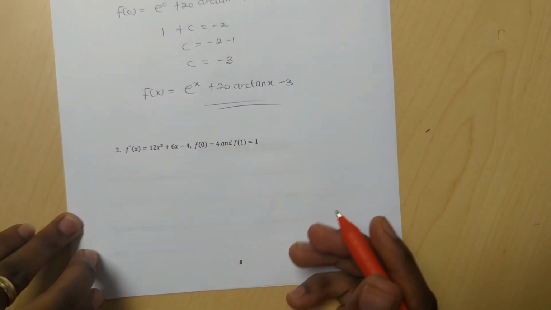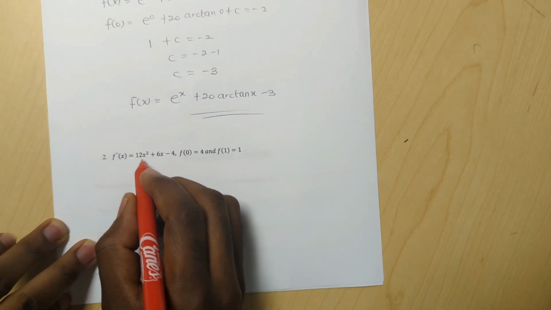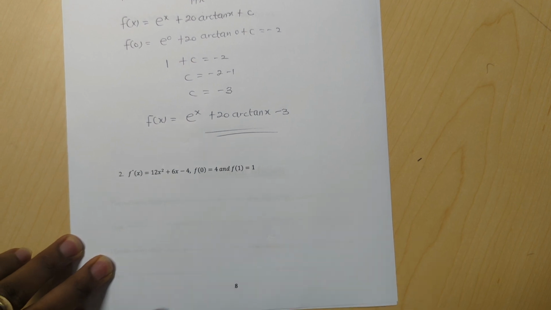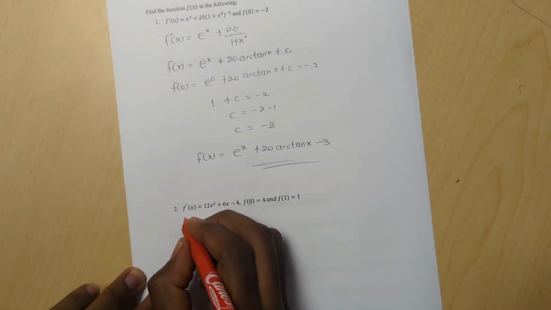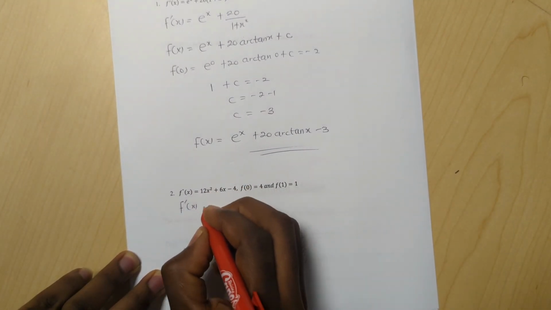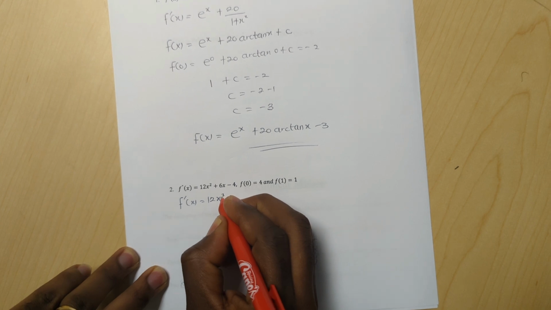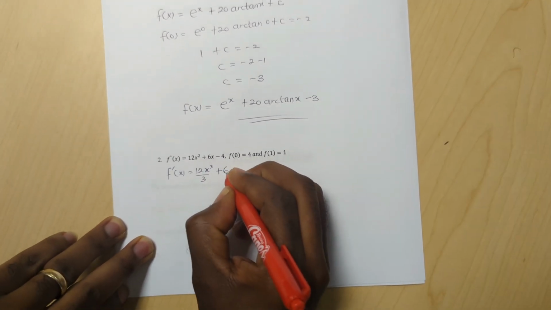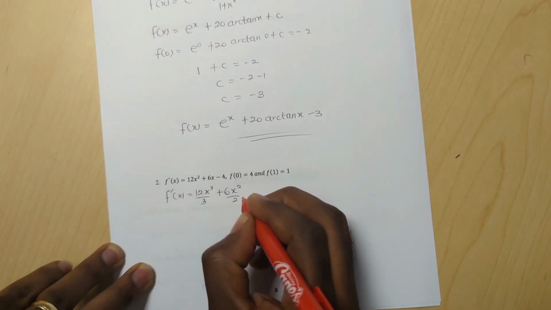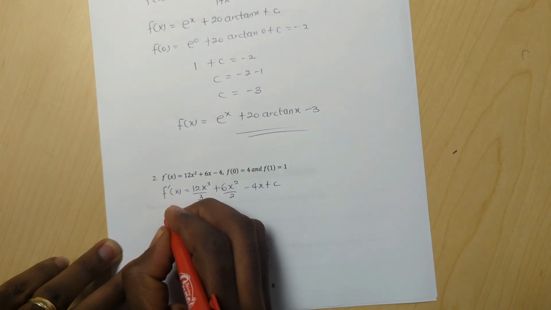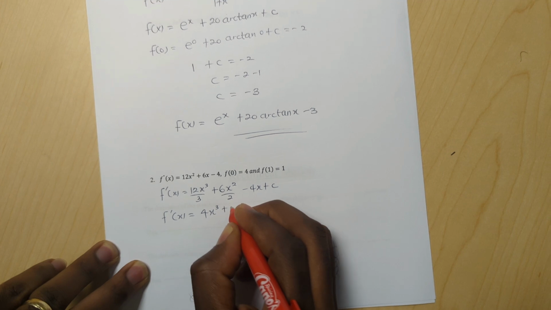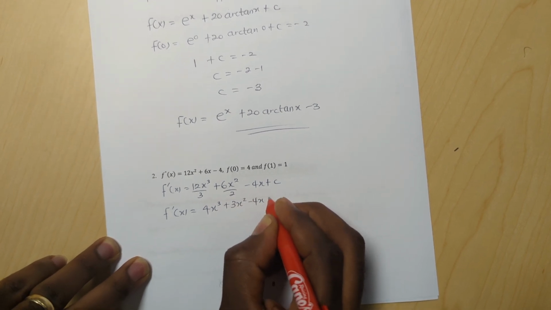Okay, so there's another example. They say if the second derivative of a function is given as this, and f of 0 is 4 and f of 1 is 1, we should find the function actually. So remember, when we find the antiderivative of this function, we have the first derivative. So this will be 12x exponent 3 over 3. I know you'll be okay with it by now. 6x, so we can have 6x squared over 2, then minus 4x, then plus our constant. When we polish this further, we'll get 4x cubed plus 3x squared minus 4x, then plus c.